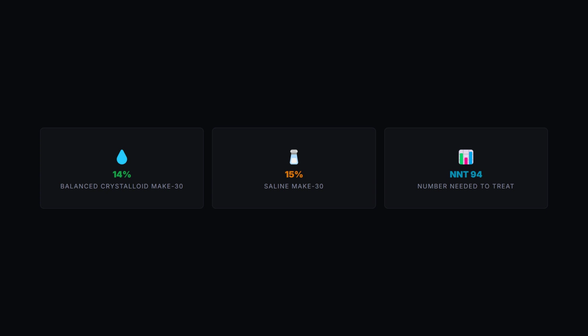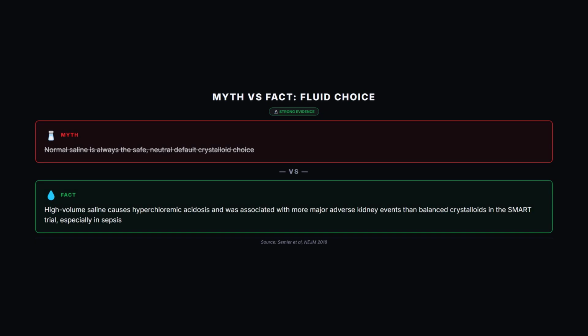Myth: normal saline is always the safe default crystalloid. Fact: high-volume saline resuscitation drives a hyperchloremic metabolic acidosis and, per SMART, carries a measurably higher risk of adverse kidney events than balanced solutions in critically ill patients, particularly those with sepsis.